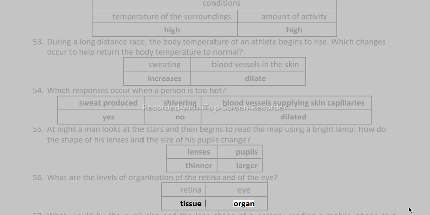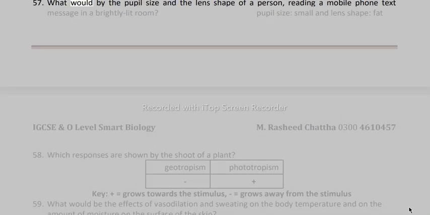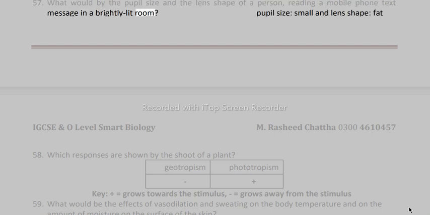56. What are the levels of organization of the retina and of the eye? Retina: tissue. Eye: organ. 57. What would be the pupil size and the lens shape of a person reading a mobile phone text message in a brightly lit room? Pupil size: small, and lens shape: fat.